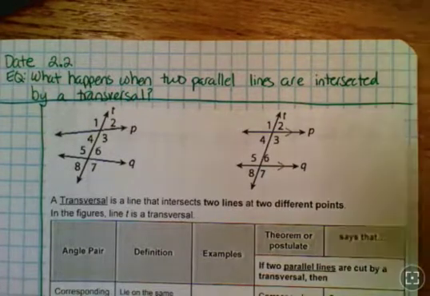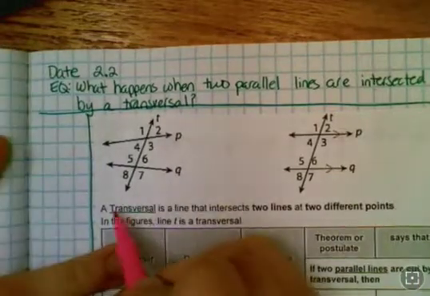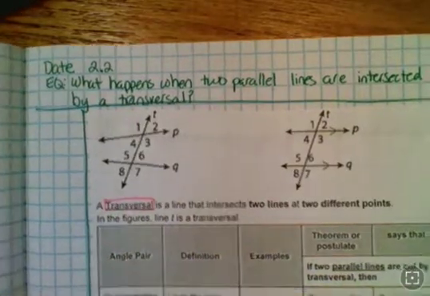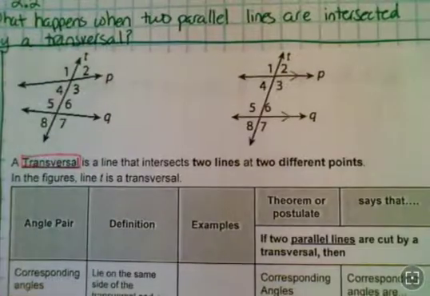So we already talked about what a transversal is. We don't really need to talk about it more, but just for good measure, go ahead and highlight or underline it. That's our definition of a transversal. A transversal is a line that intersects 2 lines at 2 different points.